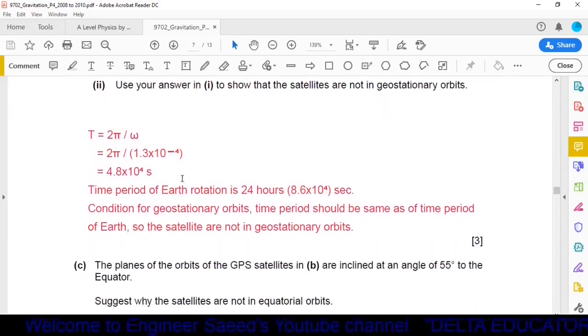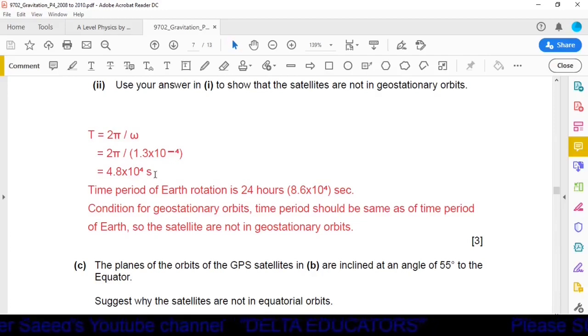By substituting the values, we got the answer. Time period of the satellite is 4.8 into 10 power 4 seconds. Now for geostationary orbit, the condition is the time period of the satellite and the time period of Earth should be same. Means time period of the satellite should be equal to 24 hours, and if the time period of the satellite is not 24 hours, then it will not be in geostationary orbit.